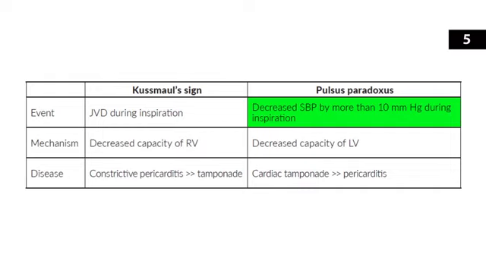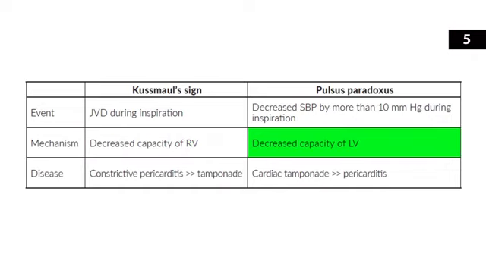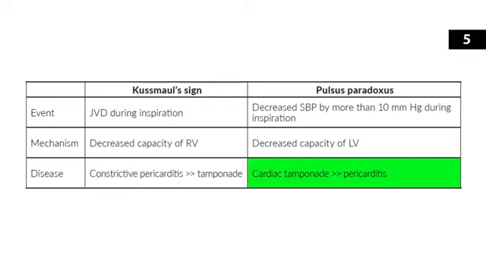When you inspire, again, you're going to increase blood flow to the right side of the heart, but what results beyond that is different. The mechanism of Kussmaul's sign is decreased capacity of the right ventricle. With pulsus paradoxus, it's decreased capacity of the left ventricle. And the disease that causes Kussmaul's sign is generally constrictive pericarditis. Pulsus paradoxus is much more commonly due to tamponade. So don't get tripped up by that on your test. Know the differences between these two.